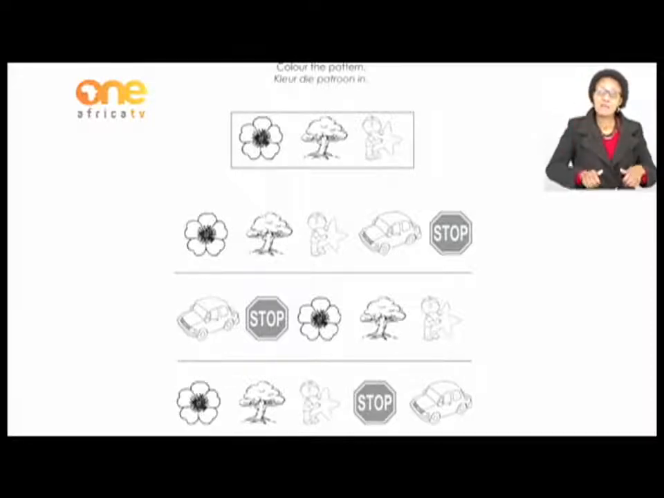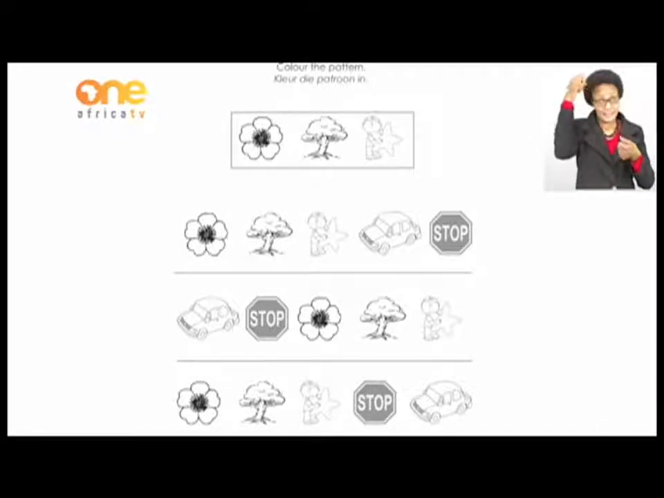Let's say it one more time. Flower, tree, boy with a star. Your job, my dear children, is to make sure that you color the pattern when it comes. For example, let's do the first one. We can see that there is flower, tree, boy with a star, car, stop. Now, in our first pattern, the one in the box, there was no car and there was no stop. So that means we color the first three pictures. We have flower, tree, boy with a star.